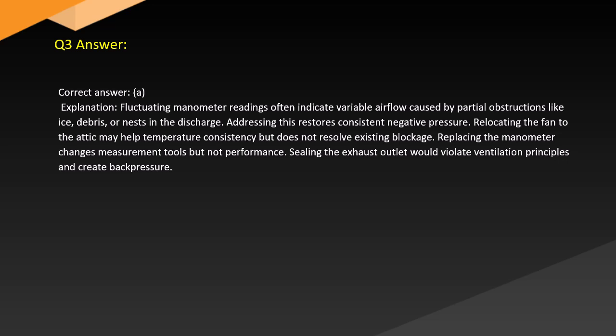Answer. Correct answer: A. Explanation. Fluctuating manometer readings often indicate variable airflow caused by partial obstructions like ice, debris, or nests in the discharge. Addressing this restores consistent negative pressure.